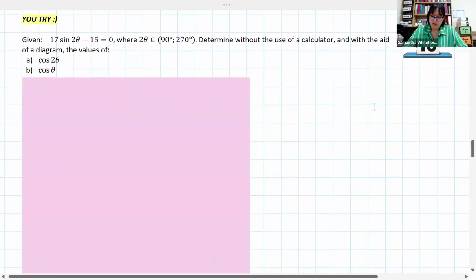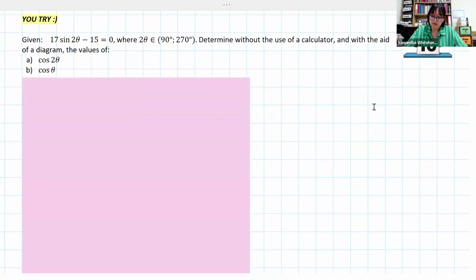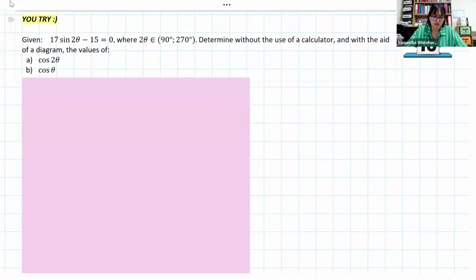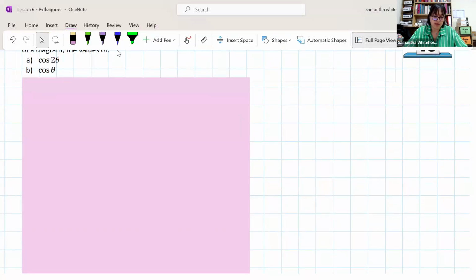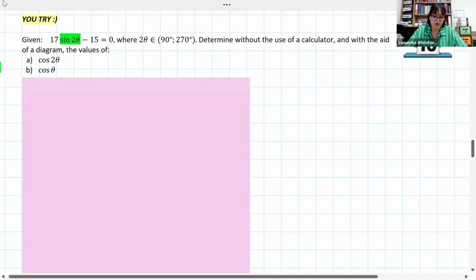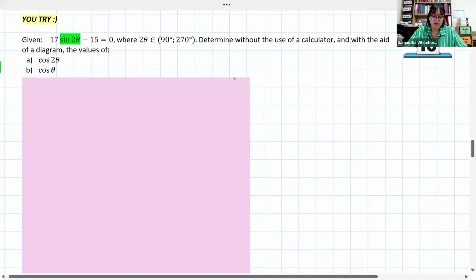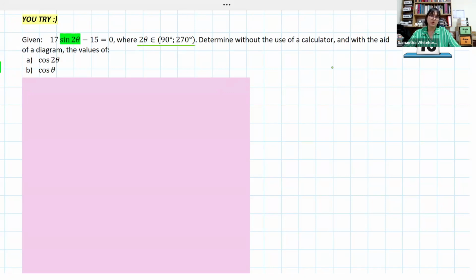Right, so you're going to try this one. Please remember, as I've said already, that you need to isolate your trig ratio. So in this case, you are wanting to isolate the sine 2 theta. So you want to get that alone. Please bear that in mind before you get started. Also bear in mind that 2 theta is an element of 90 to 270. So that will help you with your diagram. And then we want cos 2 theta and cos theta.